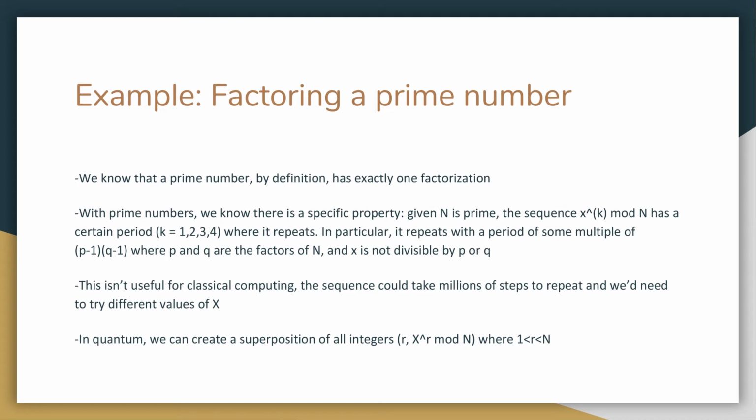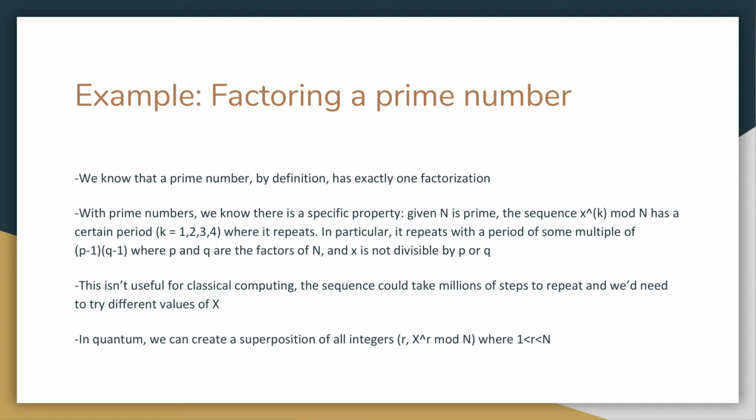So basically you can decompose this prime number into a wave with a period, and from the period you can get the factors. This isn't useful for classical computing, because with classical computing you would have to compute the entire sequence. You need to compute this over all values of x. So it'd be another brute force algorithm.